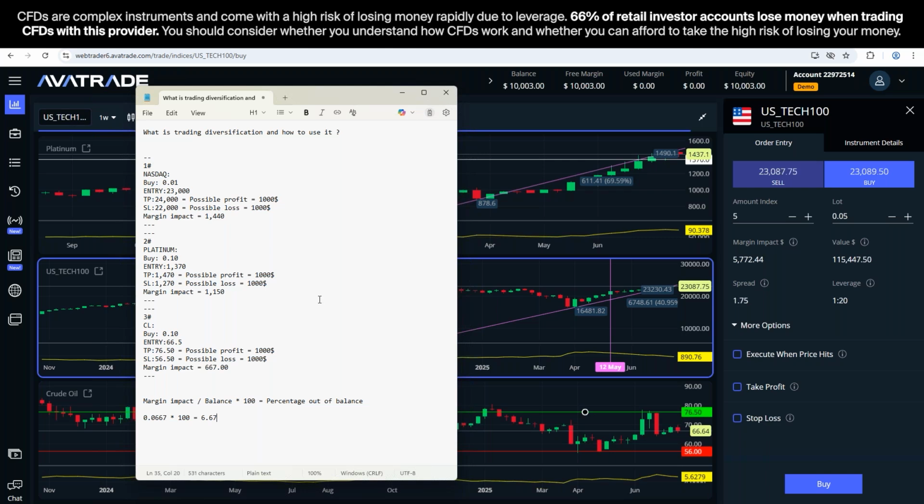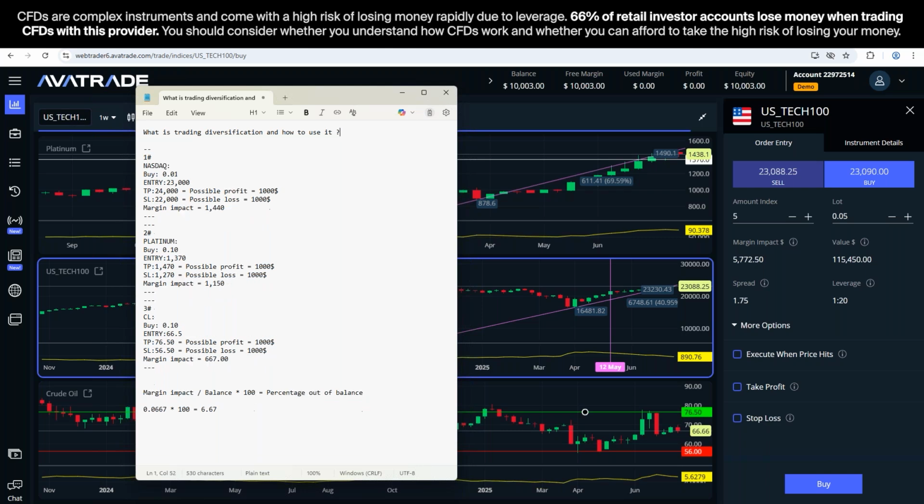So when I'm selecting which instrument to trade and how much margin I'm planning to use in every position, I need to make this comparison, because when we are diversifying, we basically have more than a single position. So we need to take it into our consideration. So this is basically how we're using diversification.